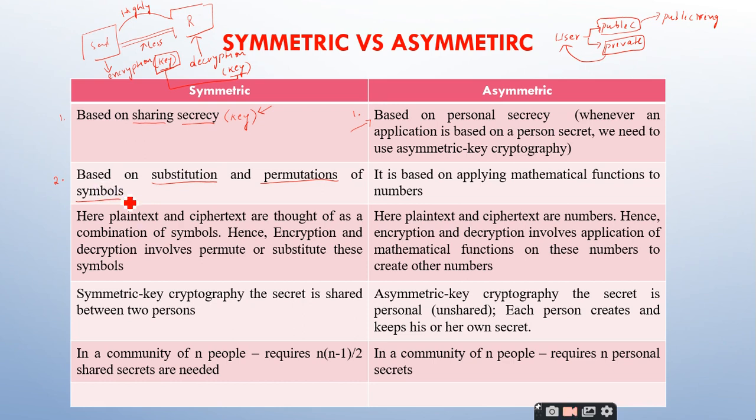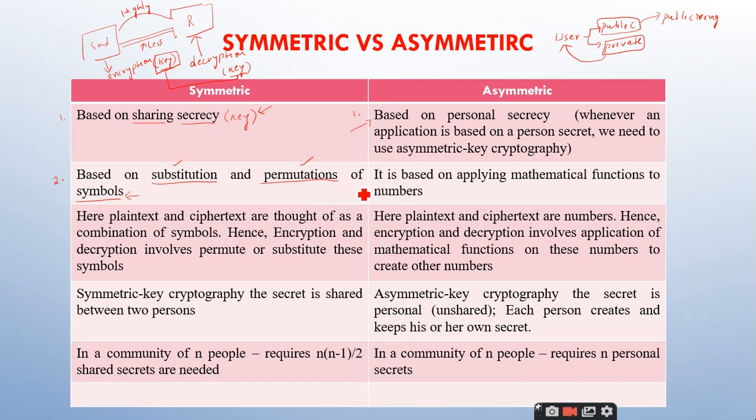So we are going to use the symbols in symmetric key cryptography. A symbol is nothing but a combination of characters, right? In symmetric key cryptography, you are going to use characters or symbols, where a symbol is nothing but a combination of characters. So we are going to use the techniques called substitution and permutation in symmetric key cryptography.